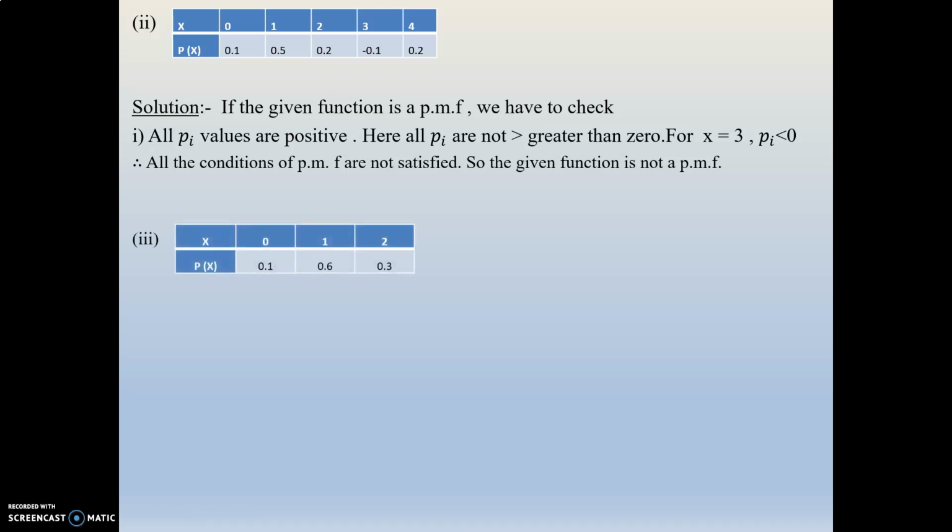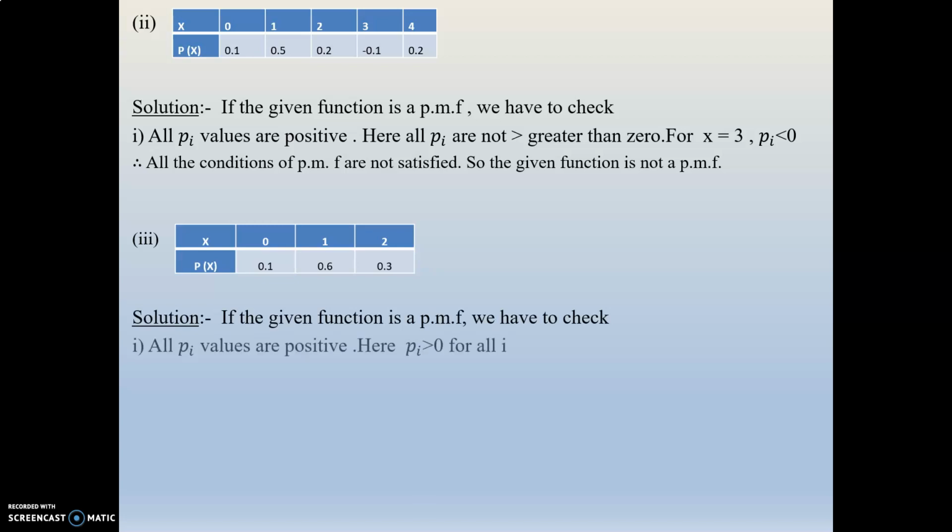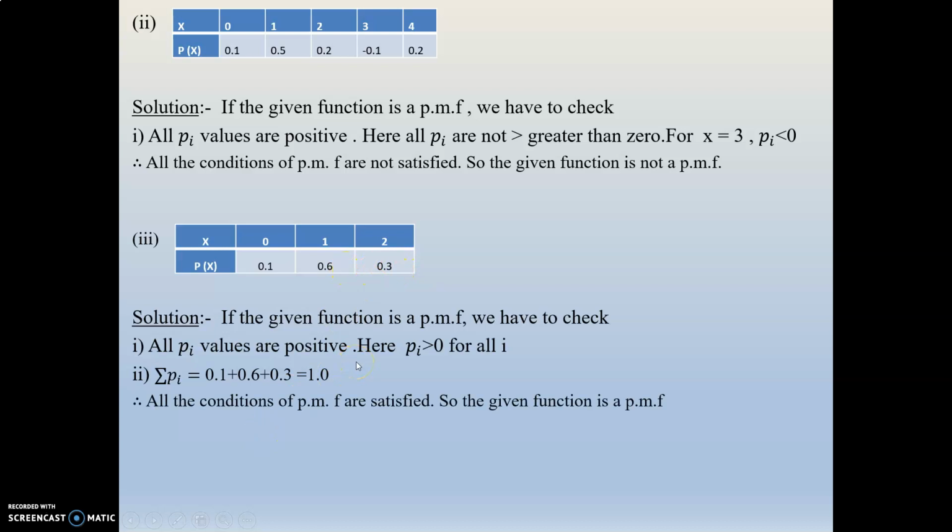Next question, the table is given here. We have to check whether the given function is a probability mass function, so all the pi's must be greater than 0. Here 0.1, 0.6, 0.3, all three are greater than 0 for all i. And the summation is 0.1 plus 0.6 is 0.7, plus 0.3, that is equal to 1. So both the conditions are satisfied. So the given function is a probability mass function.